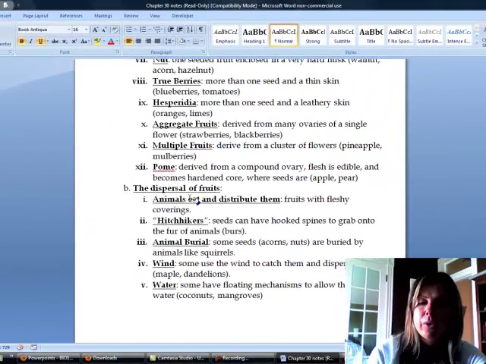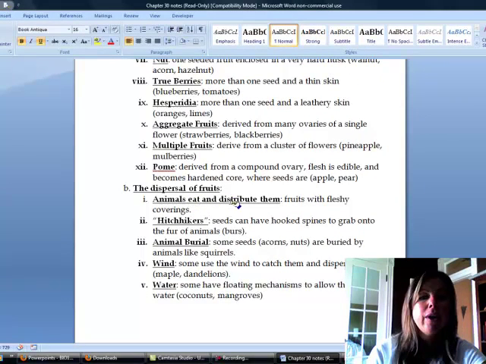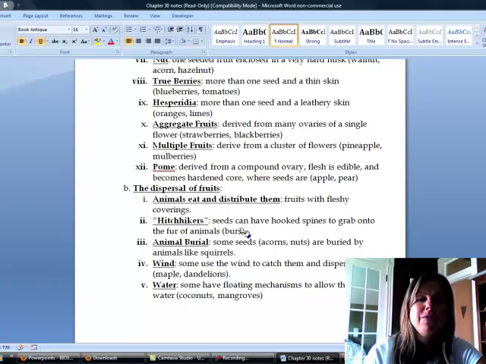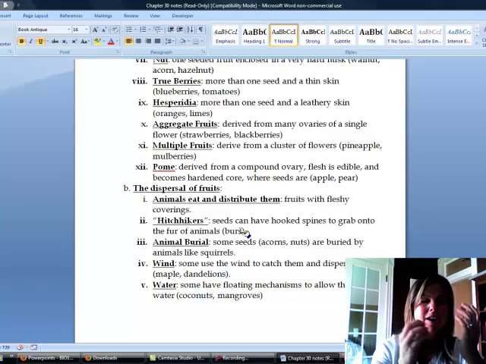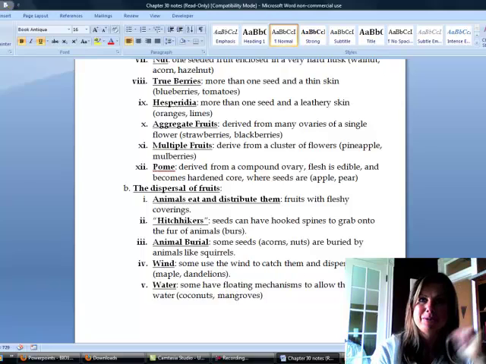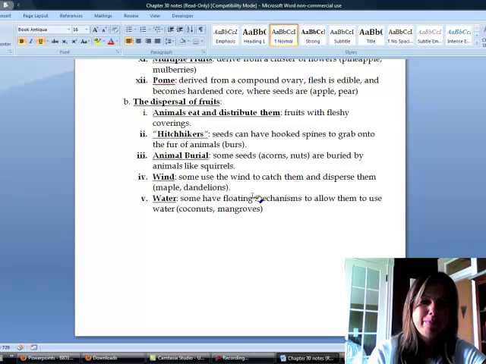And then we're going to just finish up here with different types of ways that a fruit can be dispersed. One of them is the obvious one. Animals will eat them and distribute them. So any fruit that's very tasty, obviously an animal's going to eat that, possibly eat the seed, and then poop it out somewhere else. Then you've got hitchhikers, and hitchhikers are going to be the ones like burrs and stuff where they're going to stick onto you, like onto your fur or feathers or your shoelaces or whatever, and that's hitchhiking.